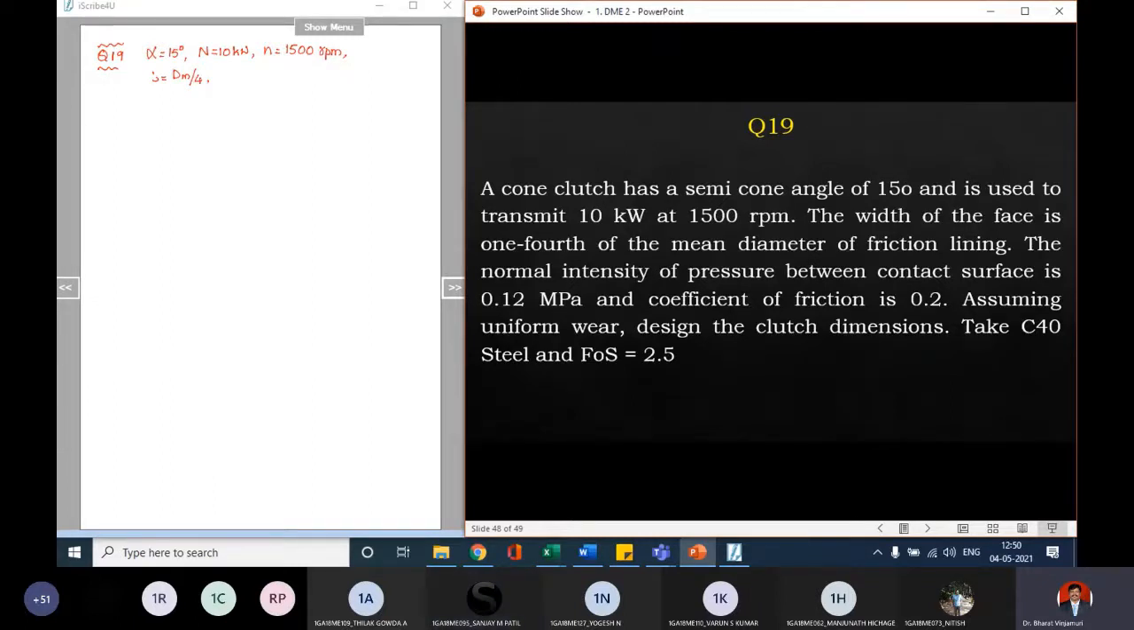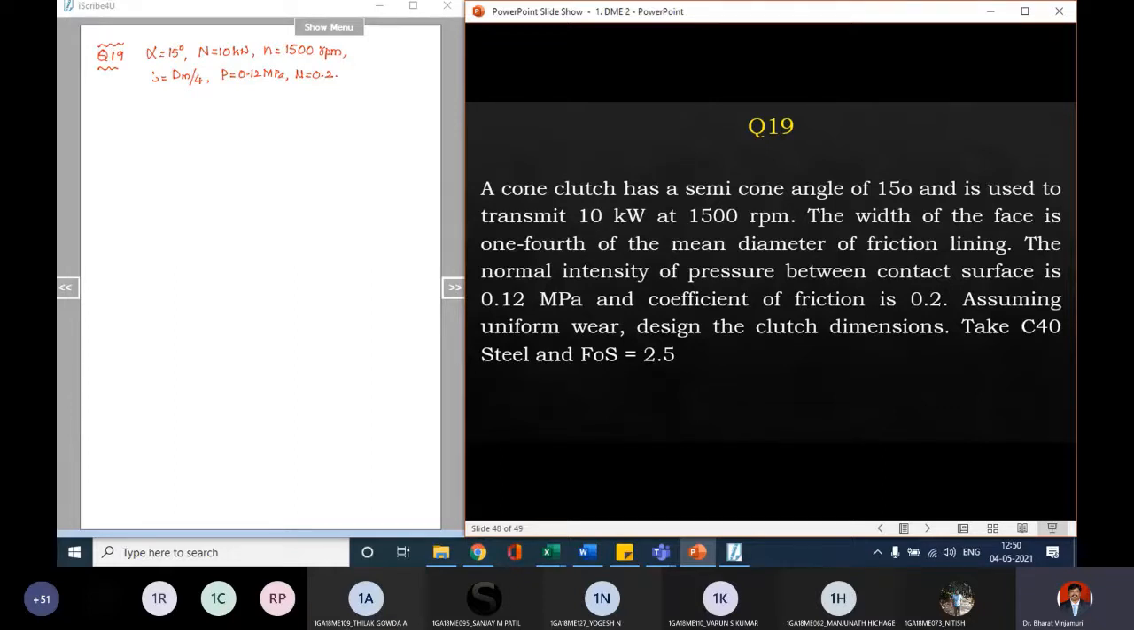Okay. The normal intensity of the pressure between the contact surfaces is 0.12, so P is equal to 0.12. I think we have already solved such type of problem. And the coefficient of friction is 0.2, so mu is equal to 0.2. Assuming uniform wear, design the clutch dimensions. Take C40 steel and factor of safety 2.5.